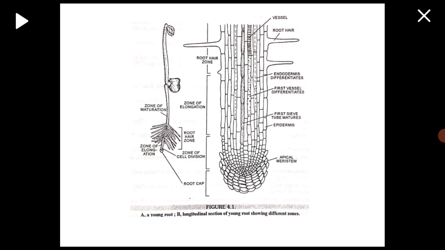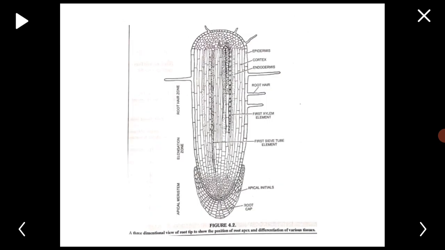Next, go to the apical meristem of root. In vascular plants like angiosperms, gymnosperms, and pteridophytes, the growth takes place by the activity of a group of cells that originate from the embryonic shoot and embryonic root. These initials present at the tips of root and shoot are called apical meristem.